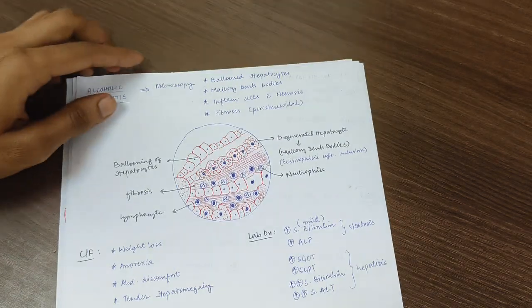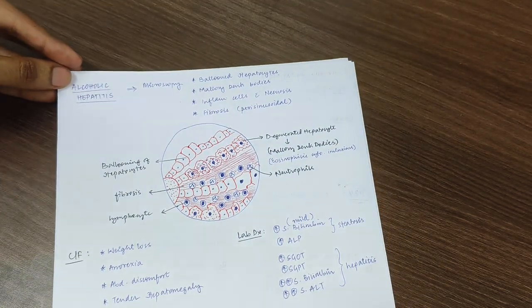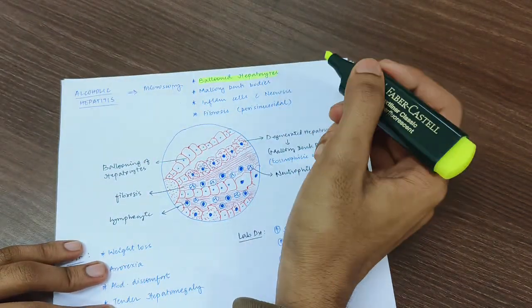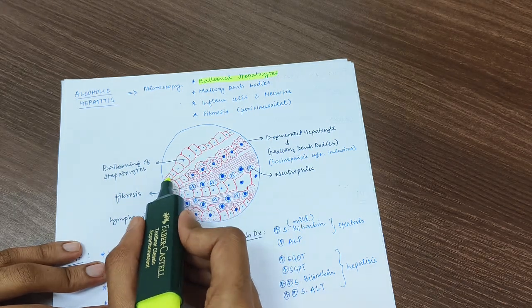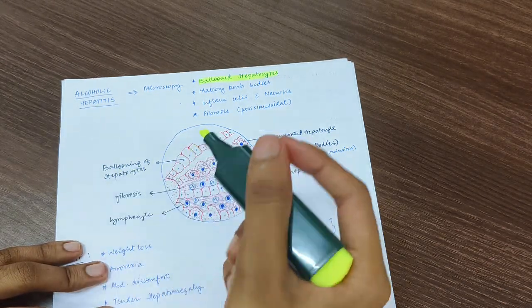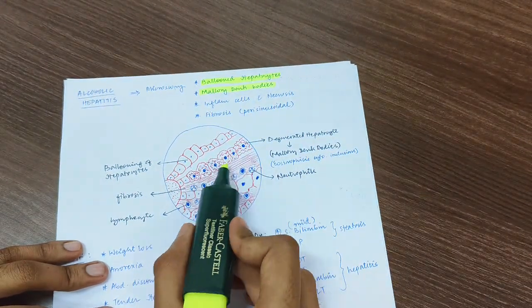Next, coming to alcoholic hepatitis. In alcoholic hepatitis, on microscopy, what you are going to see is ballooned hepatocytes, huge. They have become big. See here, the normal hepatocyte is this, but here it has become big. That is ballooned hepatocytes. Then there are Mallory-Denk bodies. What are these Mallory-Denk bodies? These are the Mallory-Denk bodies.